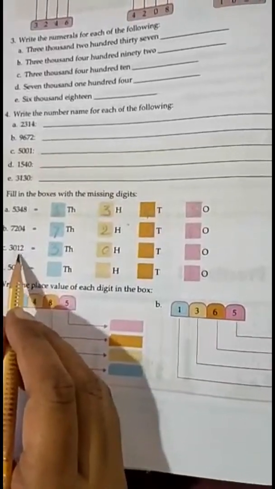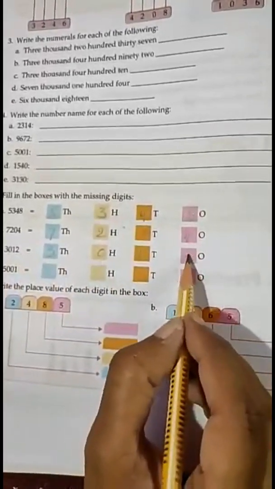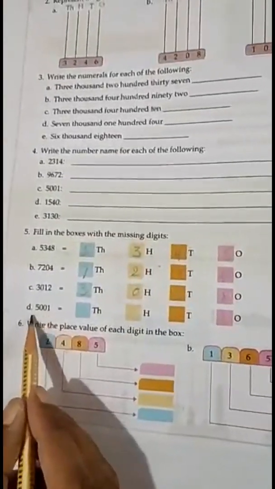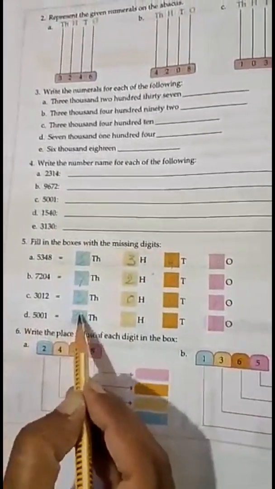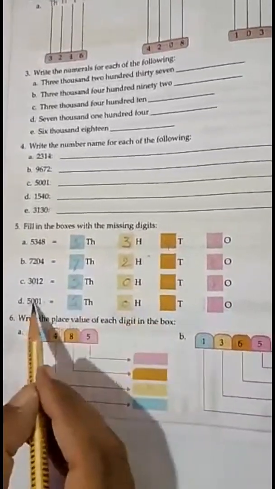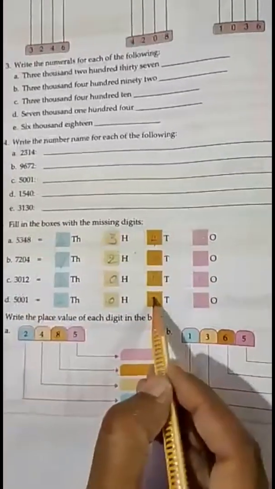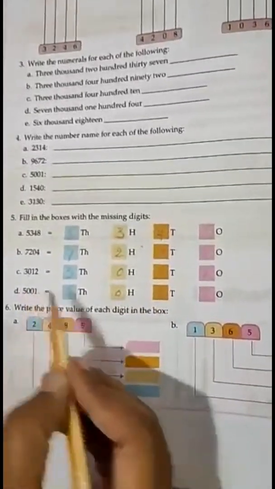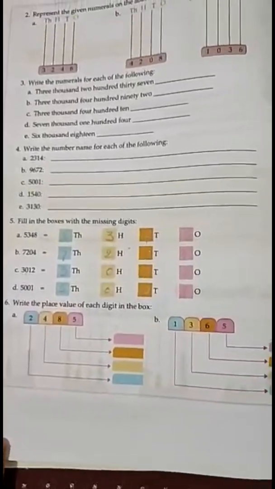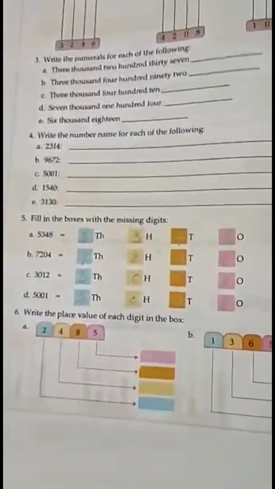Next, 2 in the ones place. 5001: 5 in the thousands place. Here, not given any number, only 0 written, so we have to write only 0. In the tens place also 0, and ones place 1. So we have completed writing these missing digits.